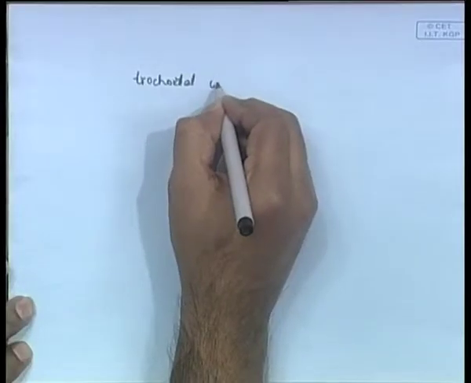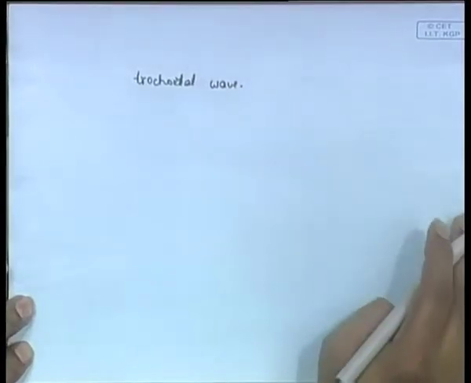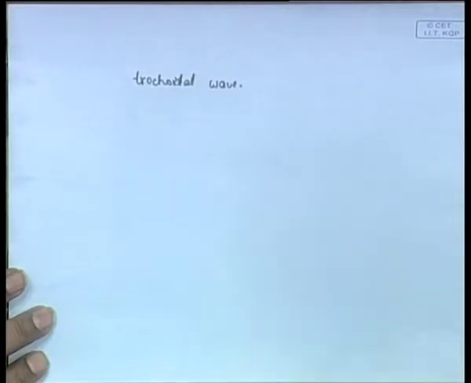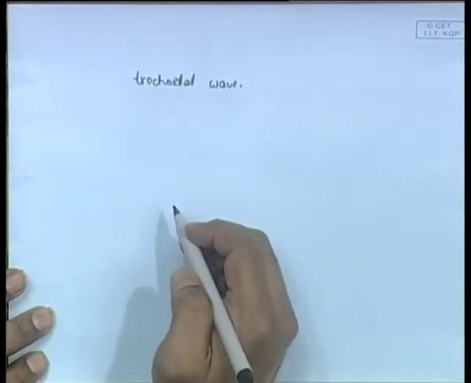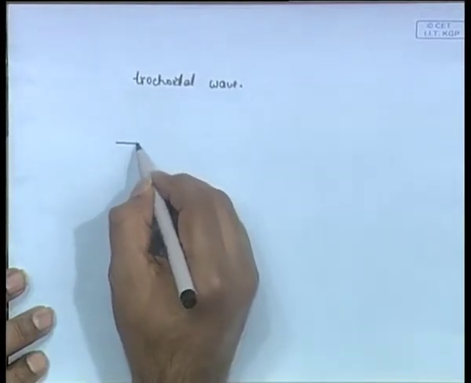Trochoidal waves. Before we go into the analysis of the longitudinal section of the ship, we will see what is meant by a trochoidal wave and what is the mathematics associated with a trochoidal wave. So we have what is called a trochoidal wave. Now, we will have to define what a trochoidal wave is. A trochoidal wave is defined like this.